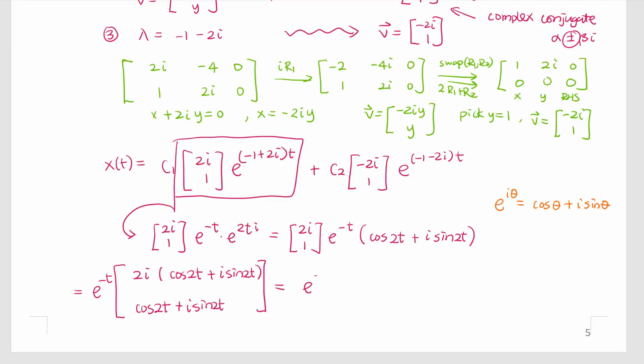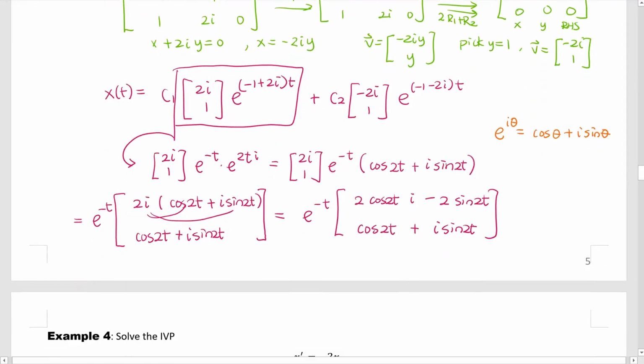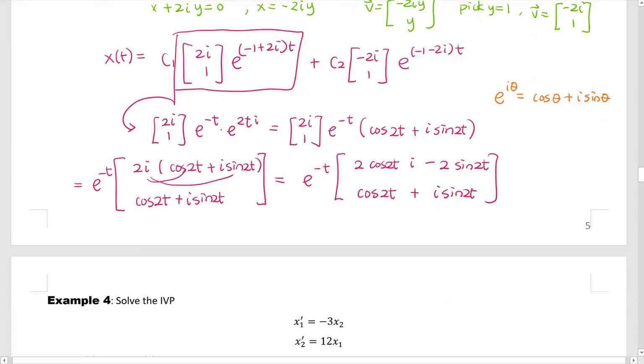Well, let's distribute it. We get 2 cosine 2t times i, plus i squared is negative 1, so negative 2 sine 2t. And here we have cosine 2t plus i sine 2t. Okay, so right now I want you to focus on the real parts and imaginary parts of this expression, this vector. So what is the real part? Oh, we need more space here.